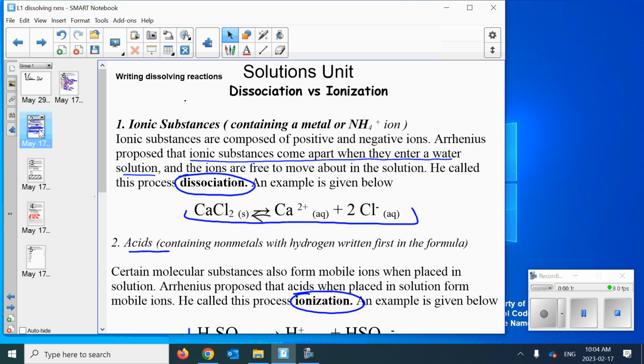But Solutions unit. What we're looking at is the word dissociation. I used it the other day, but I didn't use the word ionization, and then dissolving too. So what you need to actually write down is ionic substances. It's in bold. I'll give you a chance to write this down.